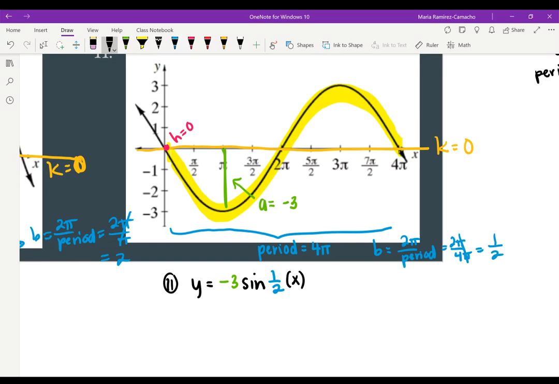Again, you could look at a different part of this graph if you want to. You could maybe extend it this way and look at a cycle of cosine, but this is good enough.